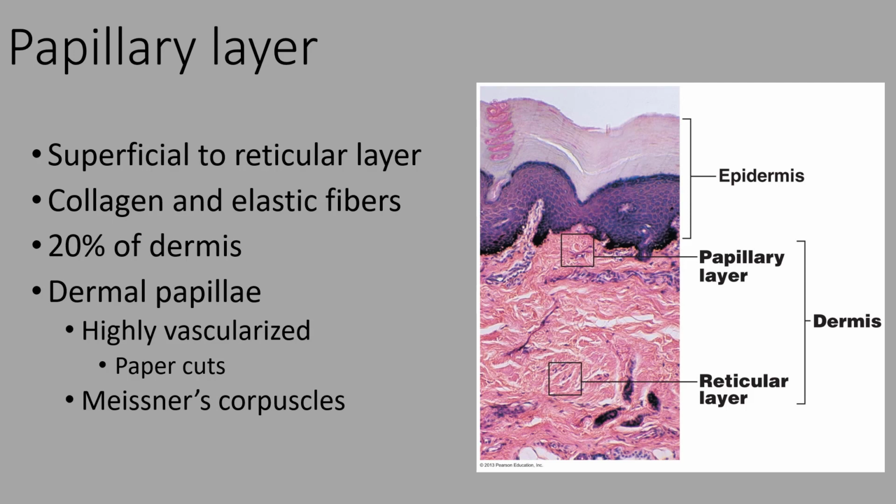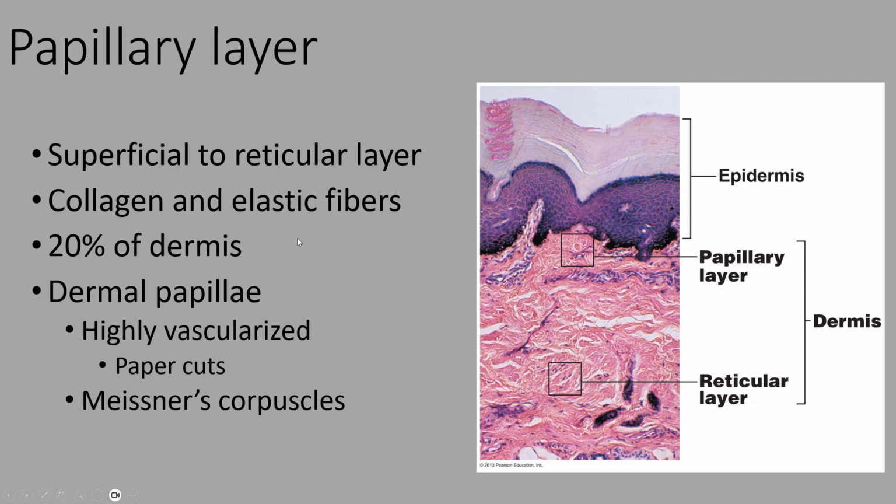And the papillary layer extends back and forth up into the epidermis. So the epidermis and the papillary layer kind of zip together, kind of like a zipper, or like Velcro. They hold each other together. In the dermal papilla, we find a lot of collagen, a lot of elastin or elastic fibers. The papillary layer makes about 20% of the dermis. It's not very thick at all. We can see right here versus all of this.